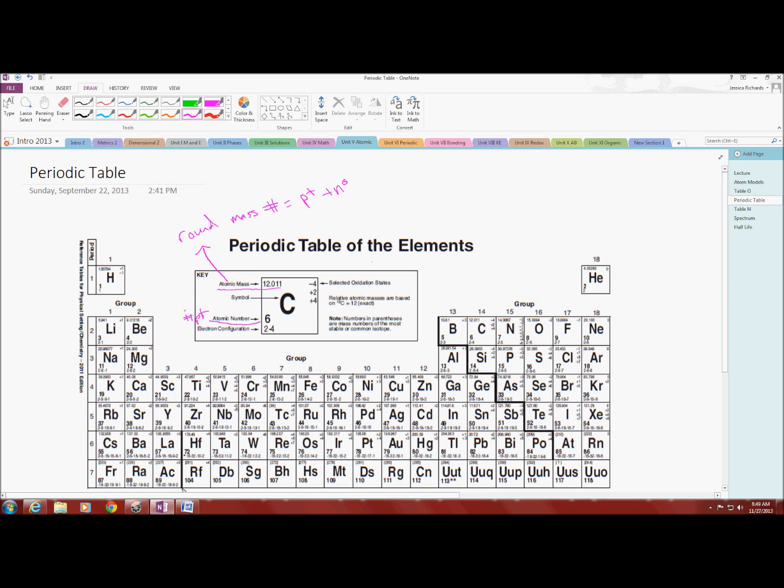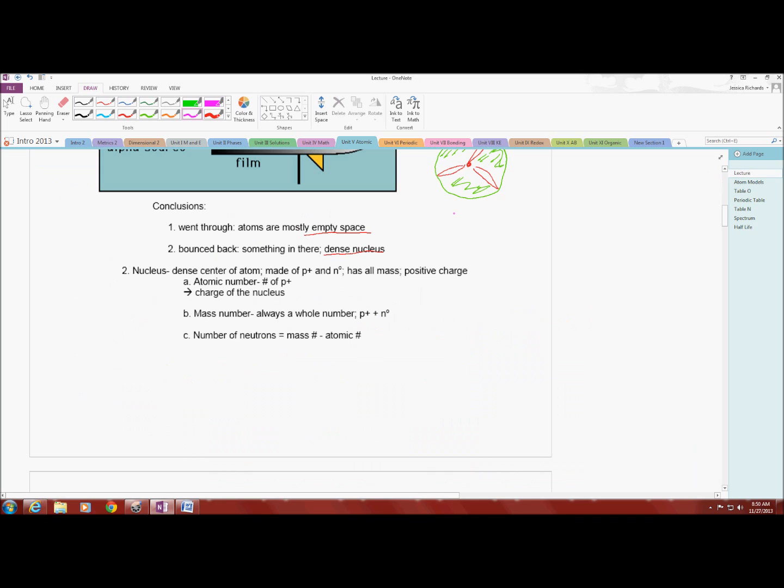The atomic number is also going to tell you the nuclear charge. It also identifies the element. The element is what it is because of the number of protons in its nucleus. So the number of protons identifies the element, tells you the nuclear charge, number of protons in the nucleus. That's kind of important. It's kind of a big deal. All right, moving on.